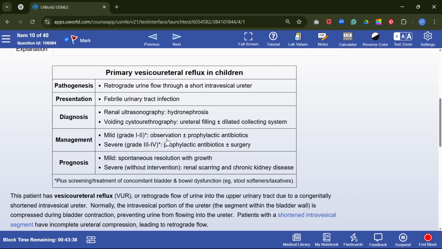Primary VUR in children: retrograde urine flow through the short intravesical ureter, febrile UTI, renal ultrasound, hydronephrosis, voiding cystourethrogram, ureteral filling with or without dilated collecting system. Mild, grade 1 to 2: observation with or without prophylactic antibiotics. Severe, grade 3 to 4: prophylactic antibiotics with or without surgery. Prognosis: mild, spontaneous resolution with growth; severe, renal scarring and CKD.